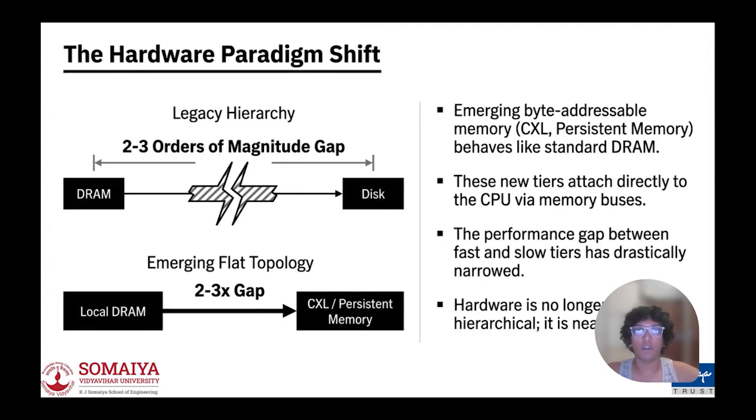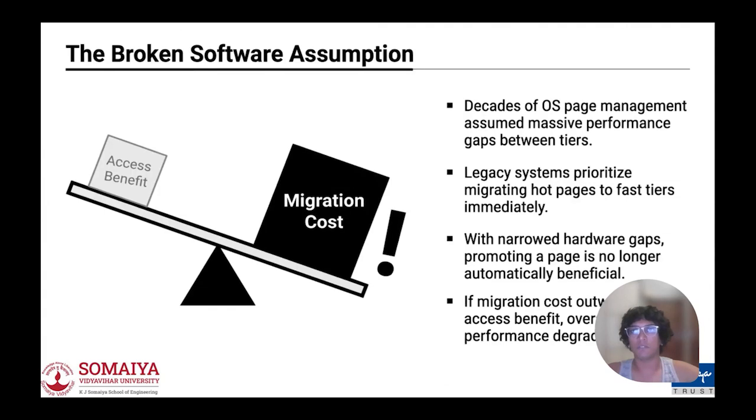So let's start with the hardware context. For decades, the memory hierarchy looked like this: DRAM on one end, disk on the other, with a gap of 2 to 3 orders of magnitude between them. That gap was so large that any work you did to keep hot data in DRAM was absolutely worth it. But that world no longer exists. New memory technologies, CXL memory and persistent memory, attach directly to the CPU via memory buses, and they perform within just 2 to 3 times of DRAM. The hierarchy is now nearly flat, and that changes everything about how we should think about paging management.